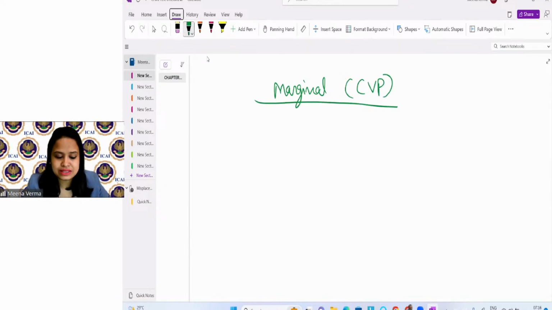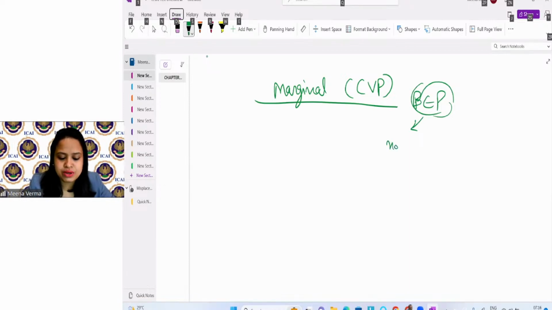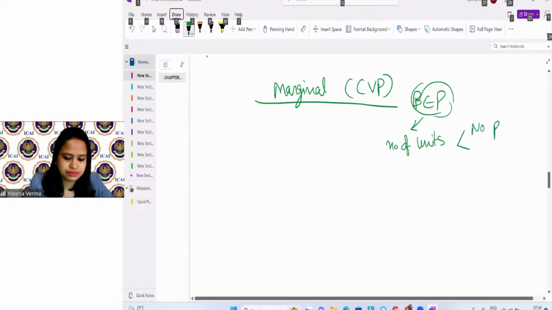Now, in case of marginal costing, we may find the break-even point. If you see what the break-even point is, it is the point where we are selling such a number of units that the company has no profit and the company has no losses.